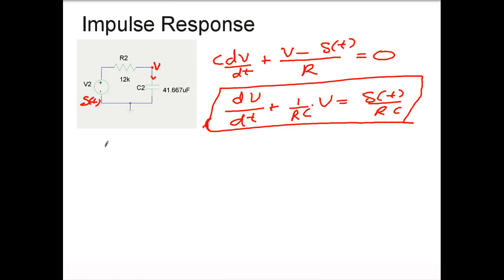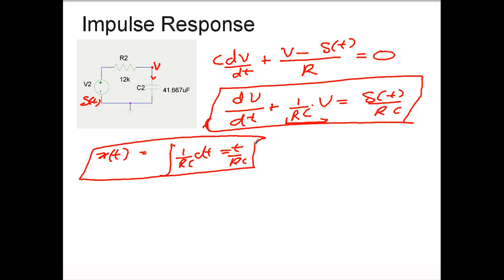I find that easier. So to solve this, we first find the homogeneous solution, which is the integral of this term, the integral of 1/RC. Let's call this X. We normally use the letter H, but H in our case stands for impulse response. So I'll say X of t equals the integral of 1 over RC dt, and this will give me t/RC. This is my homogeneous solution.